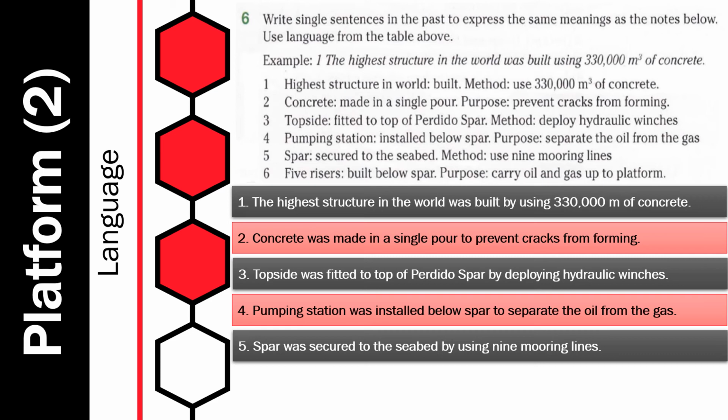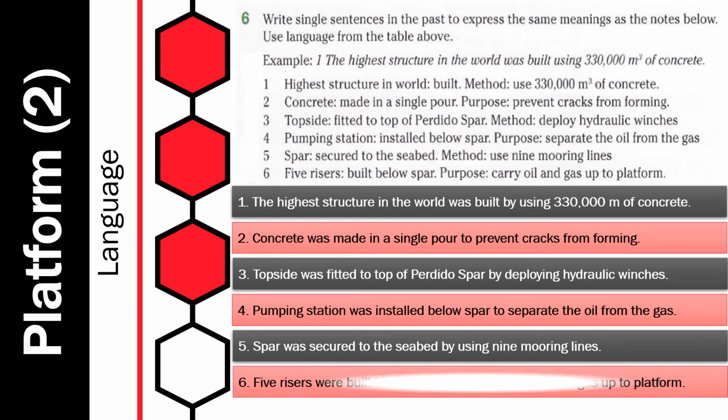Last one, 5 risers built below spar, purpose, carry oil and gas up to platform. The sentence: 5 risers were built below spar in order to carry oil and gas up to platform. Thank you so much.